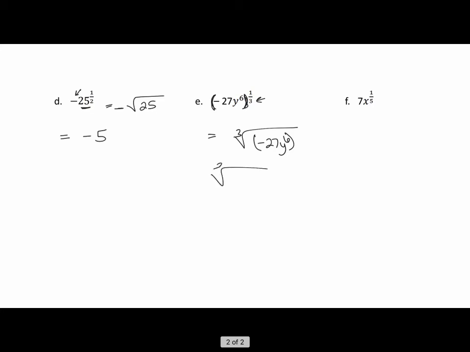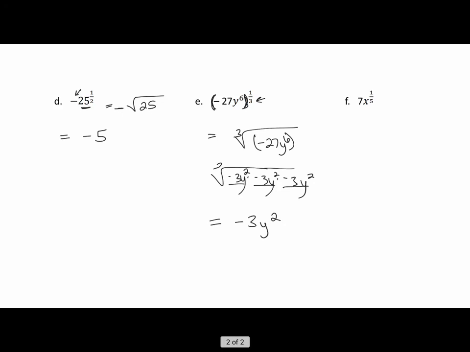Let me see if I can write that, because I'm not sure what that is just yet. If I can write that as some number times itself 3 times. So 27 is 3 times 3 times 3. So if that was negative, that would be negative 27. And then we need a base y, and 6 divided by 3 means that these should be 2 each. That would work. So the cube root of negative 27y to the 6 is negative 3y squared.